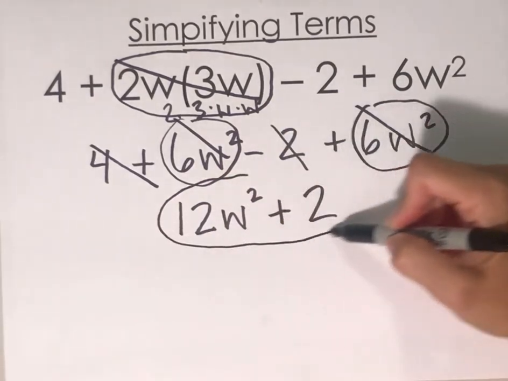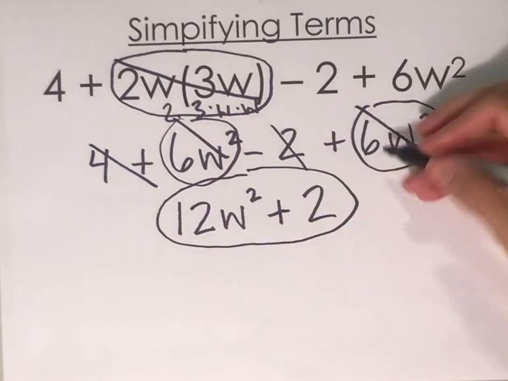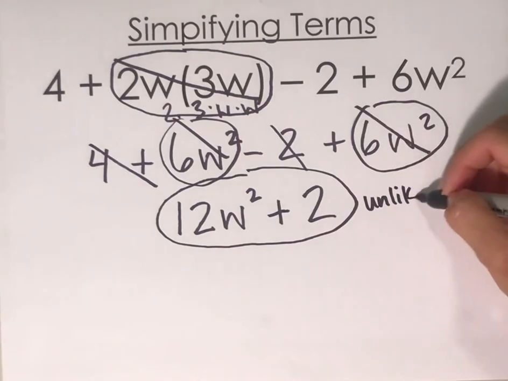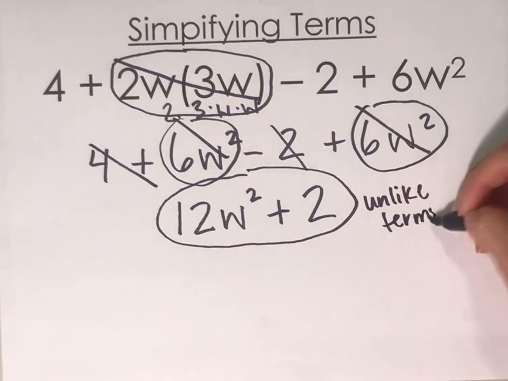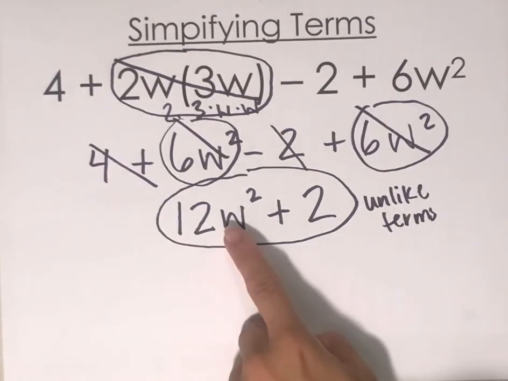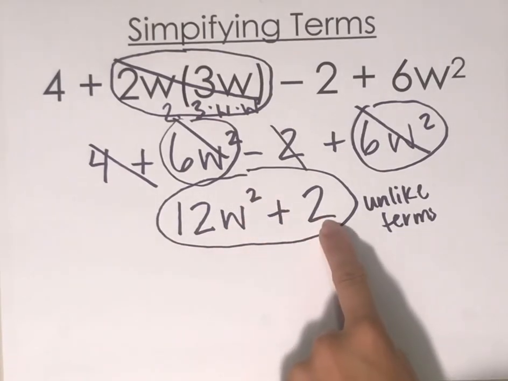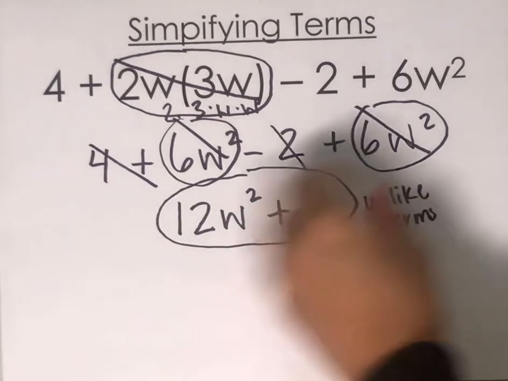This is my final answer because these are now what we call unlike terms. And unlike terms cannot be combined together because this has a w squared and this does not, so they don't go together. So that's your final answer.